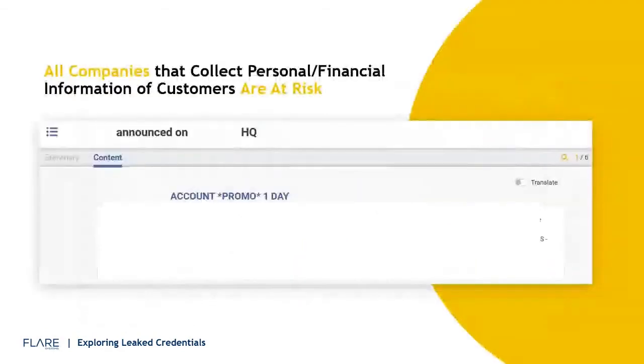The main takeaway from this section of the presentation is that really all companies that collect financial or personal information of customers are at risk. Offenders are mostly going to be opportunistic in nature, and they've proven that they will be going after pretty much everyone who has any personal or financial information. This can be, of course, e-commerce, but it can also be government agencies. It can even be power companies. It can be pretty much any company that has this information.